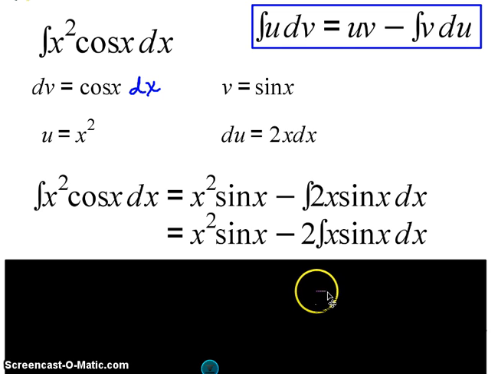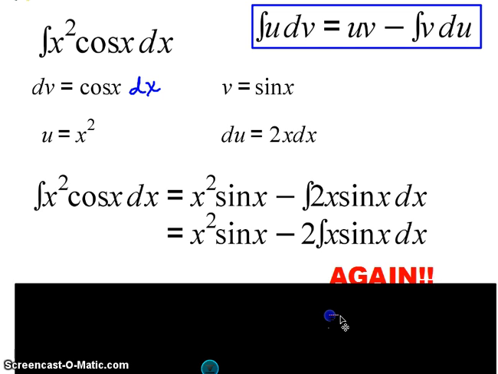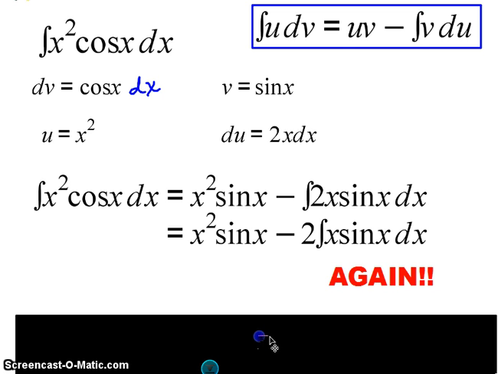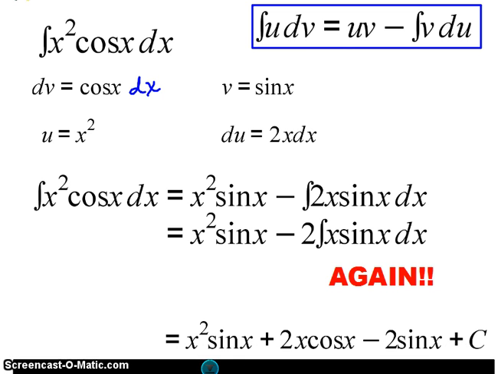Some of you may already realize that we are going to have to do integration by parts again for x sine x. So you're going to have to go through the same process. Pick a dv, pick a u, find your v, find your du. So take a couple of minutes, pause the video, see if you can come up with that on your own. And if you do, and you do it correctly, you should arrive at this correct answer down here.